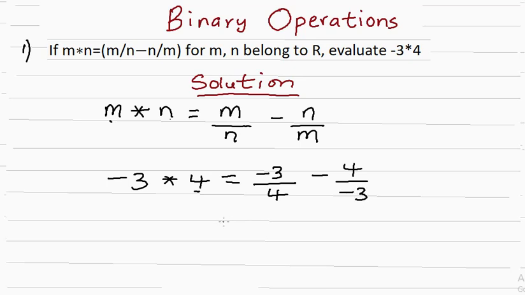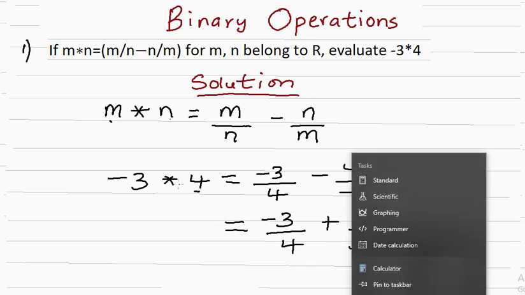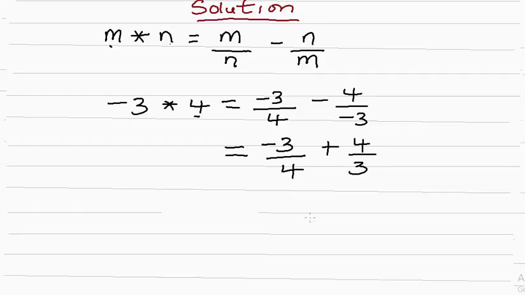So this is going to be equal to −3/4 − 4/(−3). Of course, minus divided by minus is plus, so that's plus 4/3. We just have to simplify this fraction by cross multiplying. 3 times −3 is −9, 4 times 4 is 16, so plus 16, then divided by 4 times 3, which is 12.